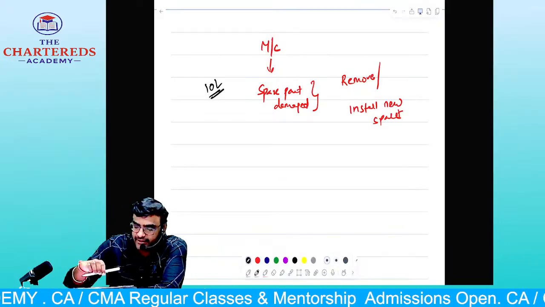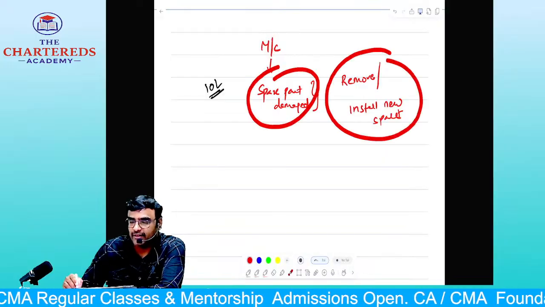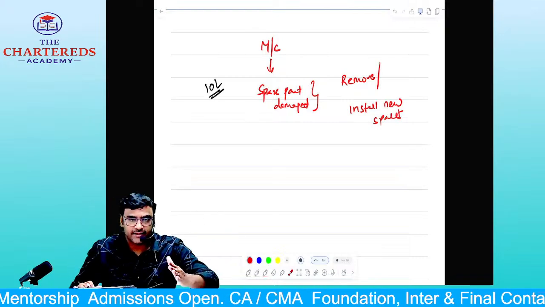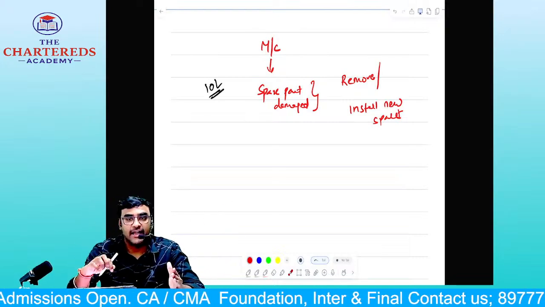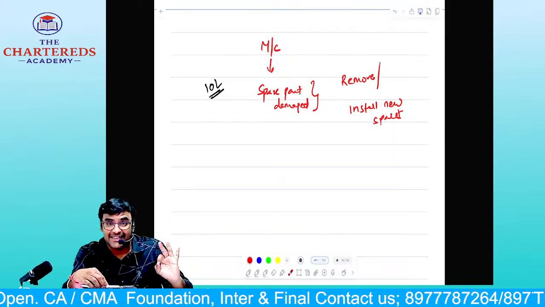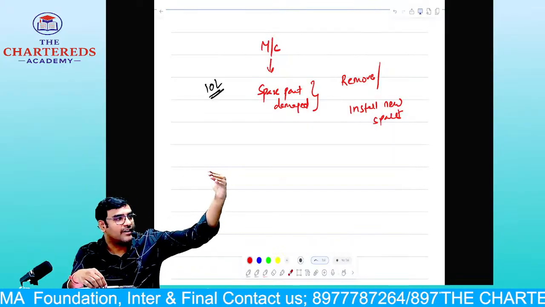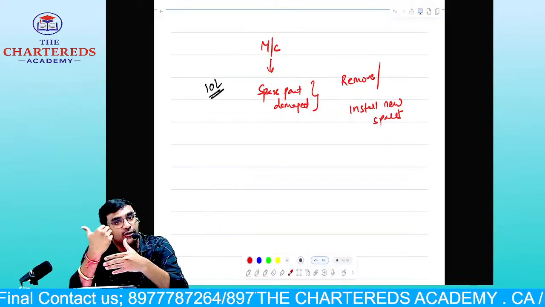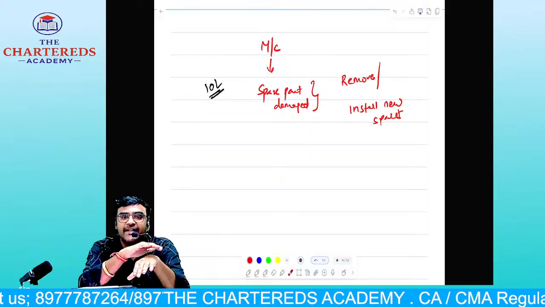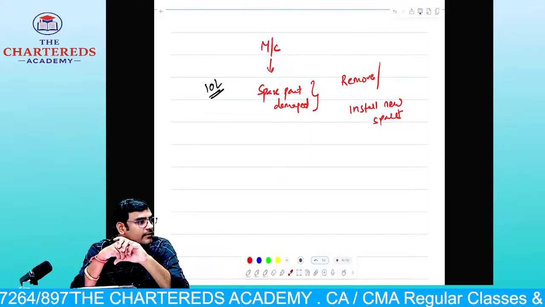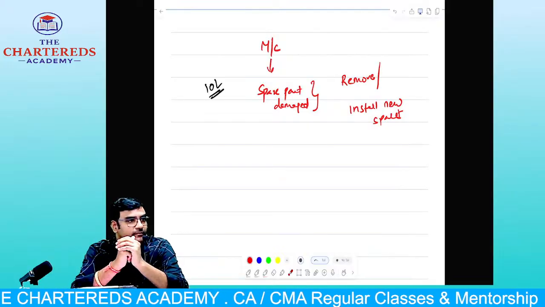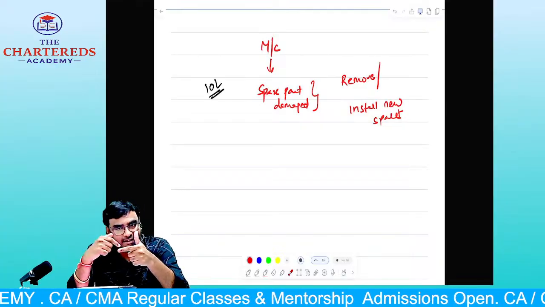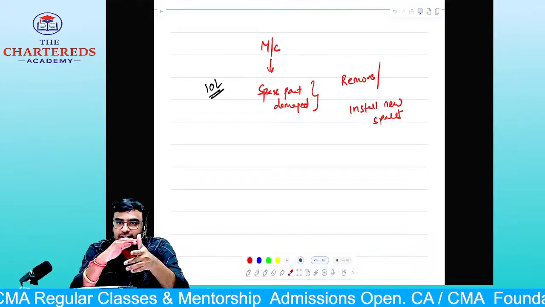Now should this be treated as capital or as revenue? Listen very carefully. By removing the old spare part and installing the new spare part, will the efficiency of the asset increase or will the efficiency of the asset be maintained? That's the question which I'm asking you. And let's check. Efficiency of the asset is increasing or efficiency of the asset is maintaining?